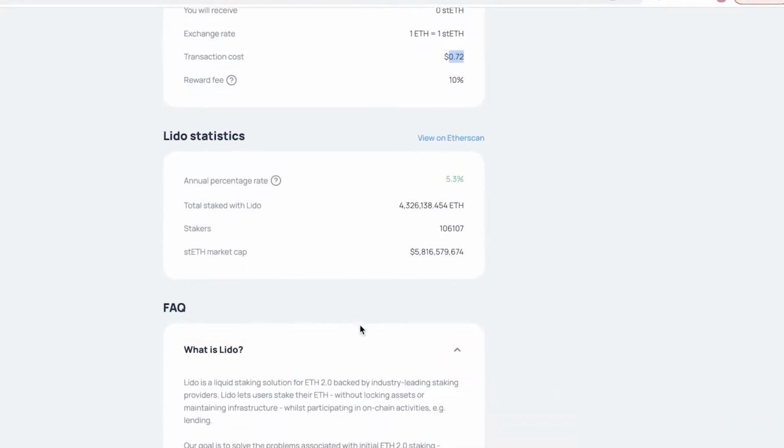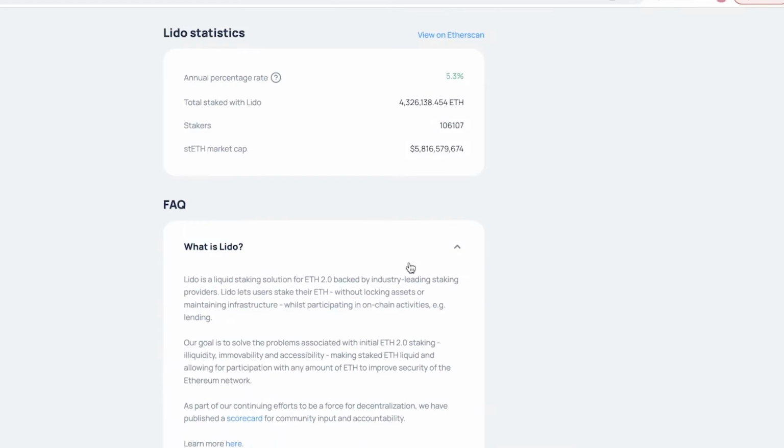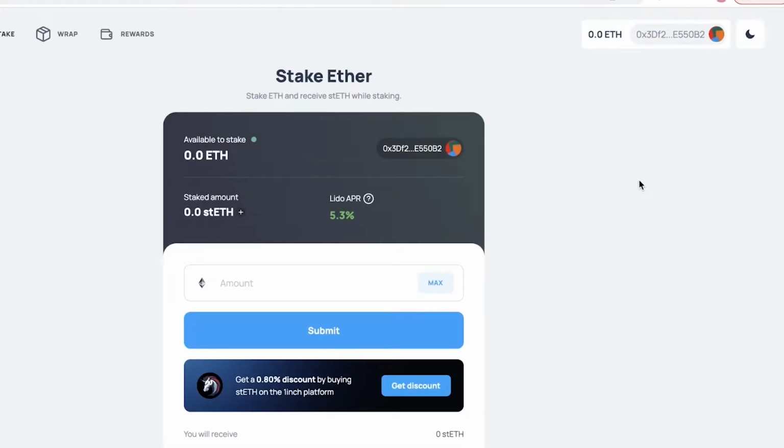Now, other than that, you also have your statistics. So this 5.3% is the annual percentage rate. So this is the APR for people that have been holding their Ethereum in the staking for over a year. Then you have total staked amount, and then the stakers and the staked ETH market cap. Now, this is how you can exchange while keeping your money in your own wallet.